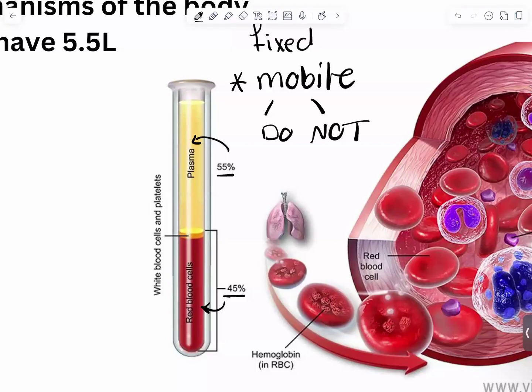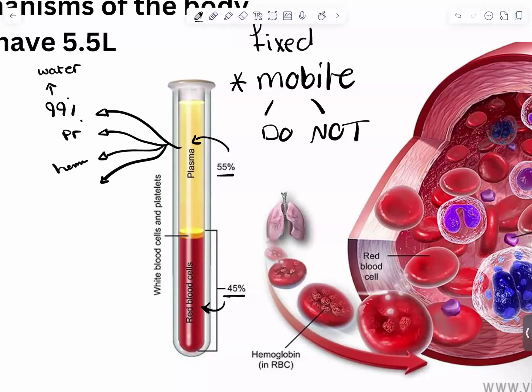So 55% is plasma. What is plasma? 99% of the plasma is water. We have, for example, proteins. We have hormones. We have some specific factors. We have gas. We have the ions. So this is the plasma. And plasma is liquid. And remember, in the blood tissue, plasma is the extracellular matrix.